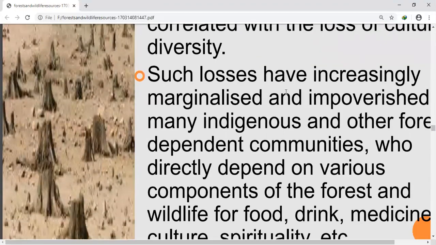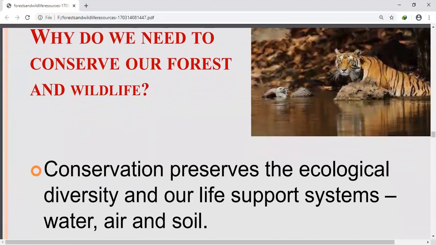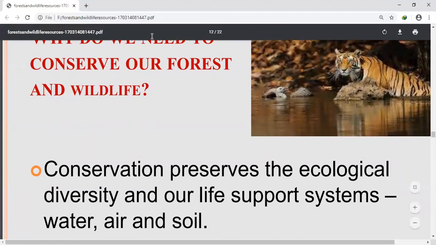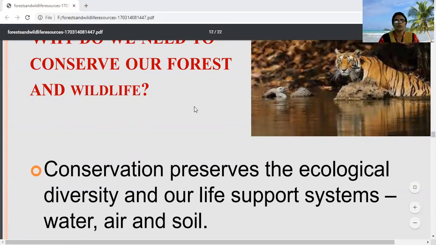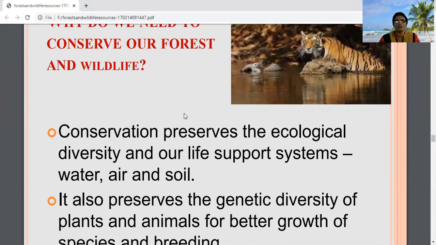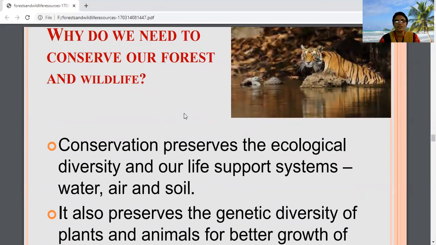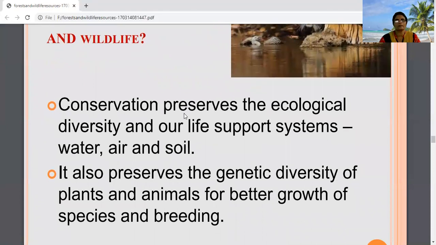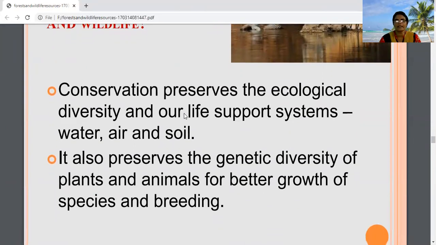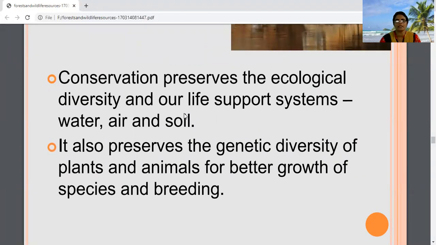Then the next one, that is today's topic: why do we need to conserve our forest and wildlife? Do you know, children, conservation teaches us the lessons of sharing and caring. Conservation of forest and wildlife is essential because it preserves the ecological diversity and our life support systems such as water, air, and soil. It also preserves the genetic diversity of plants and animals for better growth of species and breeding.